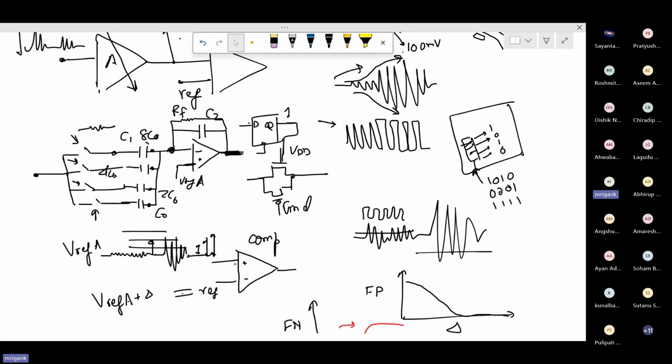Remember, the advantage of dynamic comparator is that it doesn't have static power. The static comparator will always have some bias current flowing. Dynamic comparator has no static power, only the dynamic power or some transient current which flows during the evaluation that contributes to power consumption. So dynamic comparator is good enough.